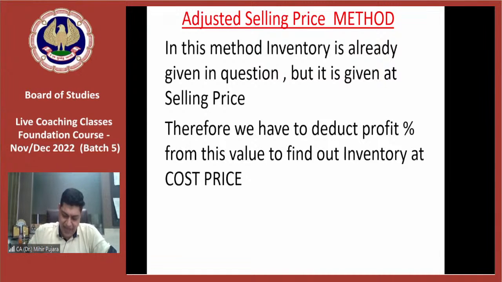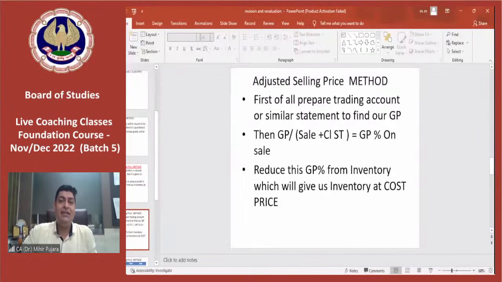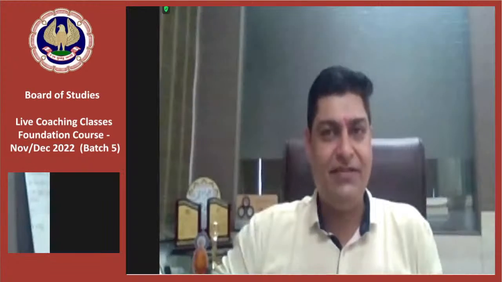So we have to prepare trading account or a statement. We have to find out the profit. GP upon sale plus closing stock into 100 will give you GP percentage, and closing stock minus GP percentage will be our closing stock at cost price.